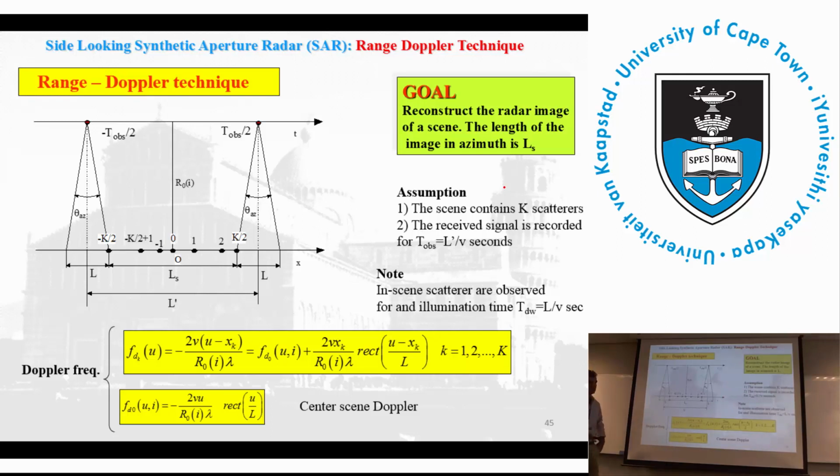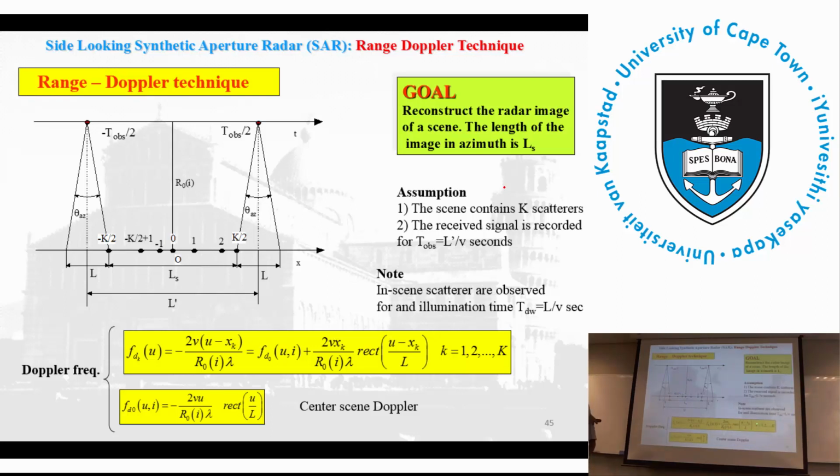So in terms of Doppler frequency, nothing changes. We have exactly the same expression that we had before for the point O in the middle. This is exactly the same form. We don't have to derive it again because we derived it before. For any other in-scene scatterers, we get an expression that is exactly equivalent to this one, but with a shift that depends on the position of the scatterer, which is exactly what we had before.